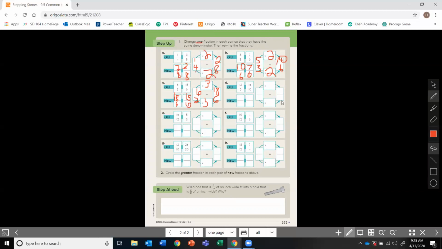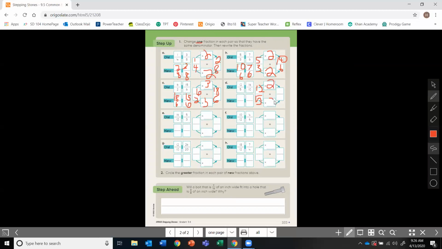Okay, we're going to try D together, and then I want you to try E, F, G, and H on your own. Okay, so letter D, I'm going to change, let's see, let's do 12 fifths. Let's change 12 fifths. Okay, 12 fifths. Now 12 and 5 both can be times by 2.